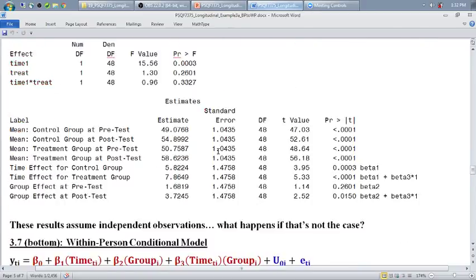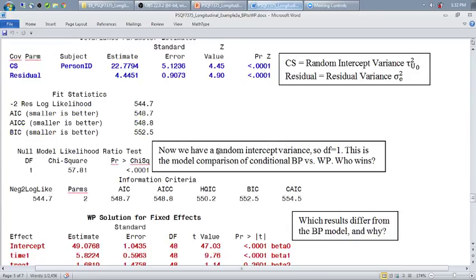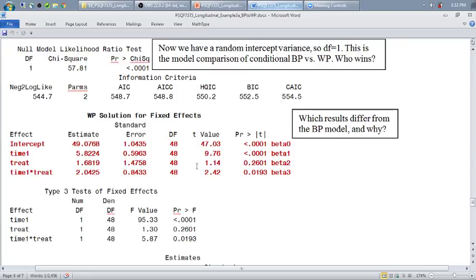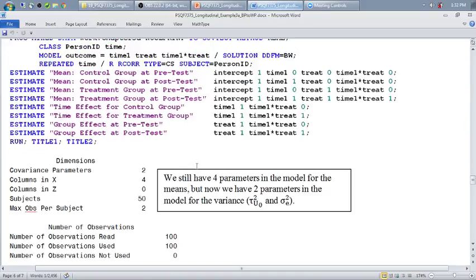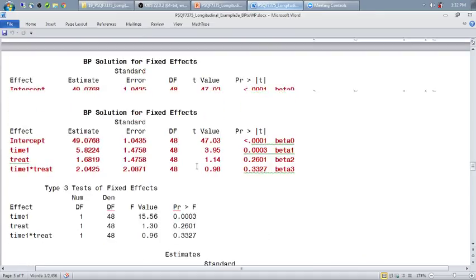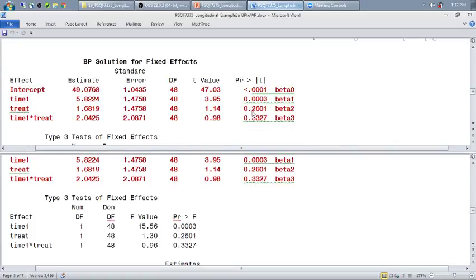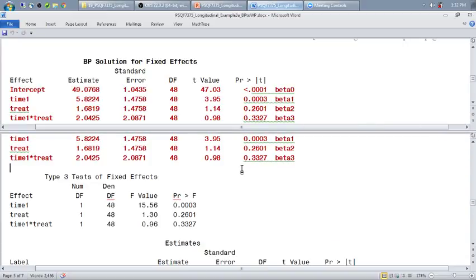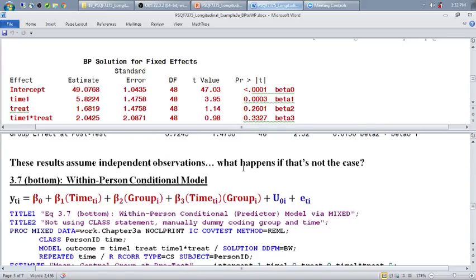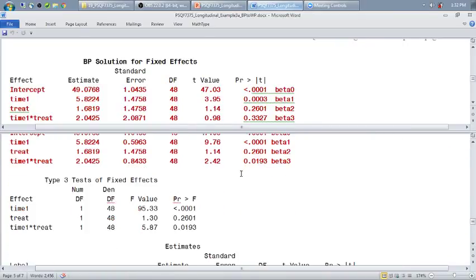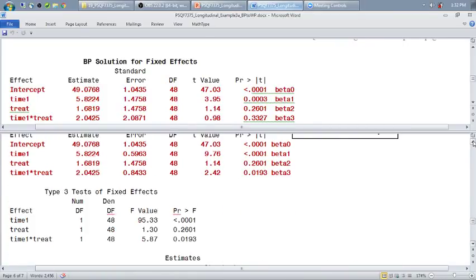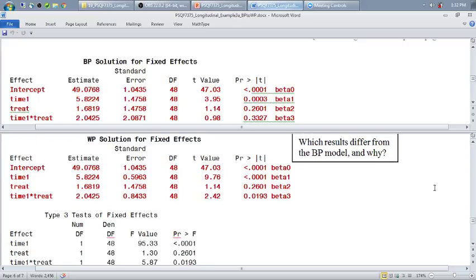I'm glad you pointed out the fixed effects because that's where I was going to go next. Here, let me see if I can get them all on the same page. I'm going to split my screen. The top is the results from the between person conditional model, and the bottom is going to be my new and improved within person conditional model. Can you see these two side by side here?